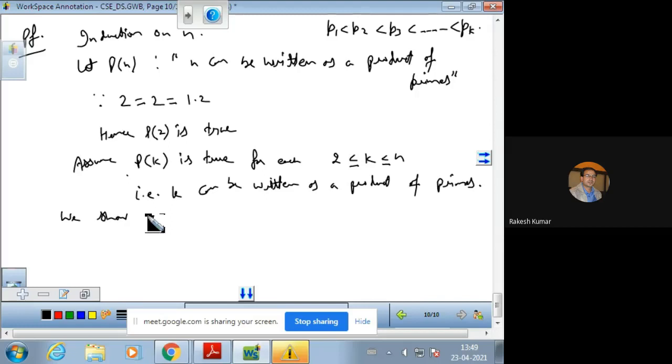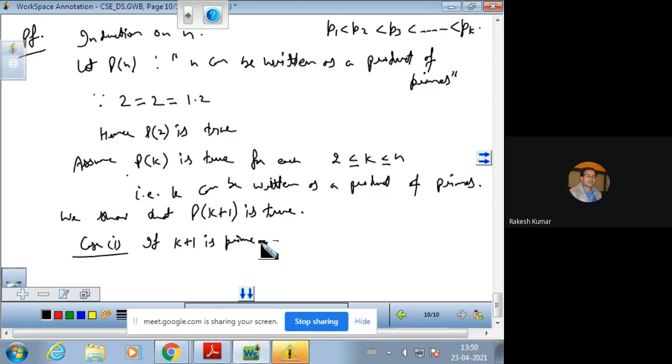We show that P(k plus 1) is true by induction process. So there will be the cases, two cases will arise. The first case is if k plus 1 is prime, then P(k plus 1) is true by this assumption, because P(k) is true for every prime number k.